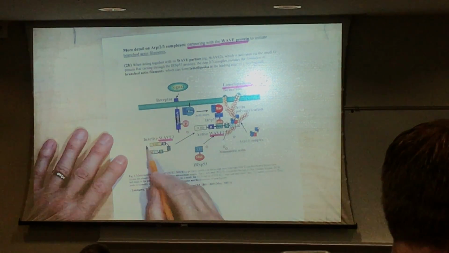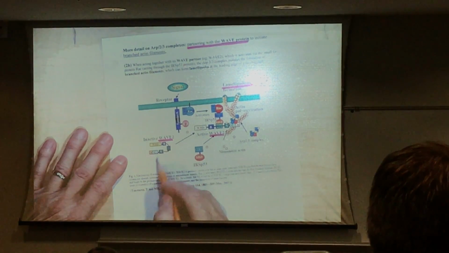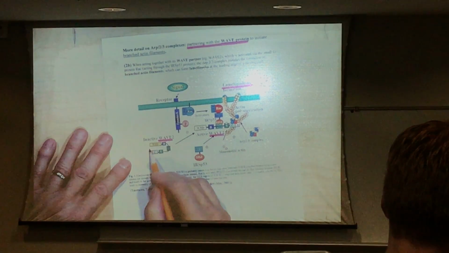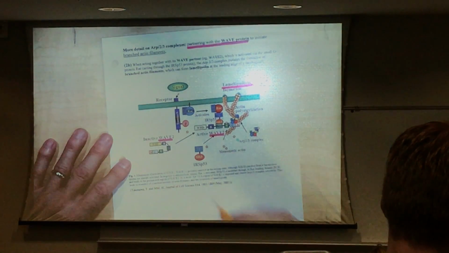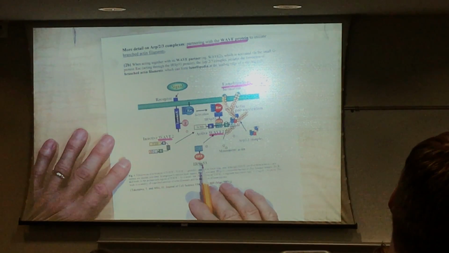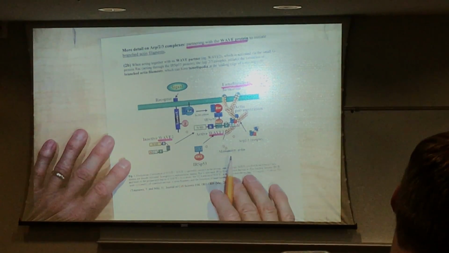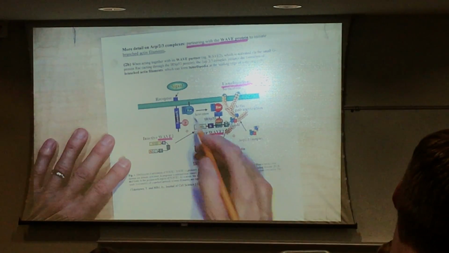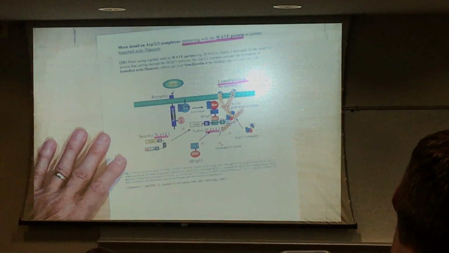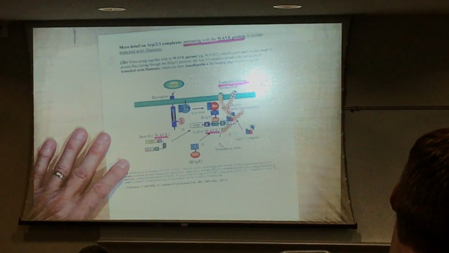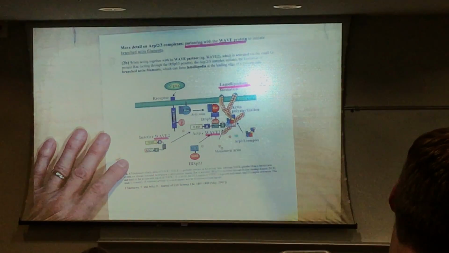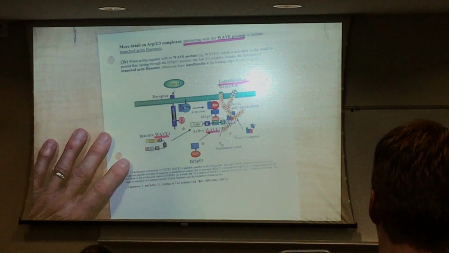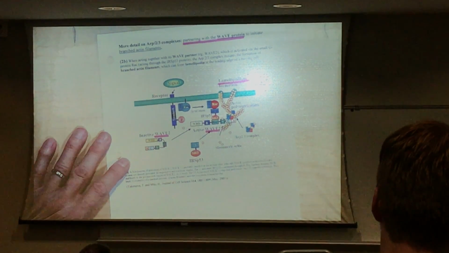WAVE kind of looks like a WASP, quite different from yours, but it's curled up on itself, and it's going to be activated by the third member of the Rho family. The Rho family usually has three principal members: RAC, Rho, and CDC42. We'll come back to this in a moment.